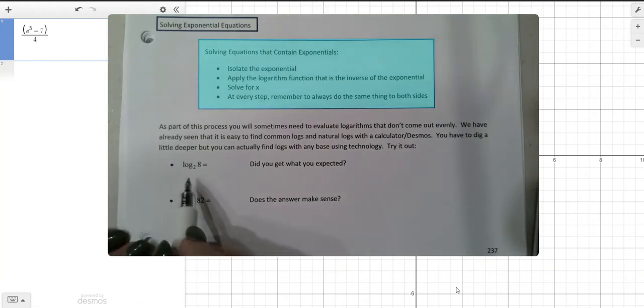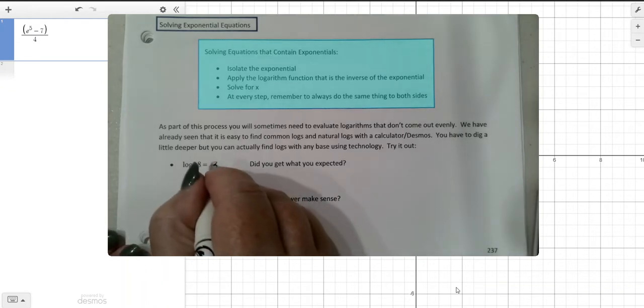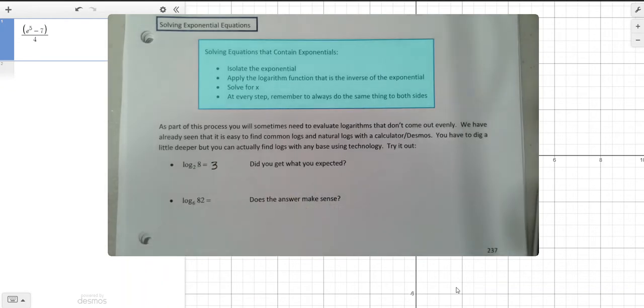Let's start with one that we know the answer to. The log base 2 of 8. I know that 2 to the 3rd power gives me 8, so that has to be 3. Let's check that out and see if we can get that same answer on both the calculator and Desmos.